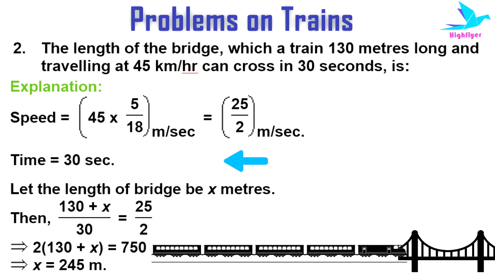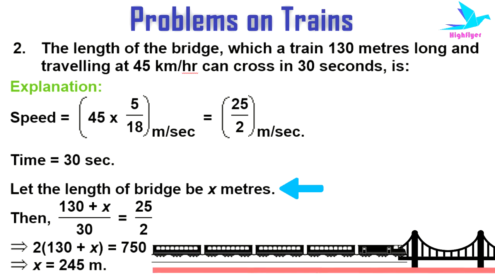Now the given time is 30 seconds. Let the length of the bridge be x meters. Then the total distance that the train needs to cover is the length of the train plus the length of the bridge, that is 130 plus x. Now the time is 30 seconds, so let's divide 130 plus x by 30 seconds. That is equal to 25 by 2. To make it simpler, the speed 25 by 2 equals the total length the train needs to cover, that is the length of the train with the length of the bridge, divided by the time given.